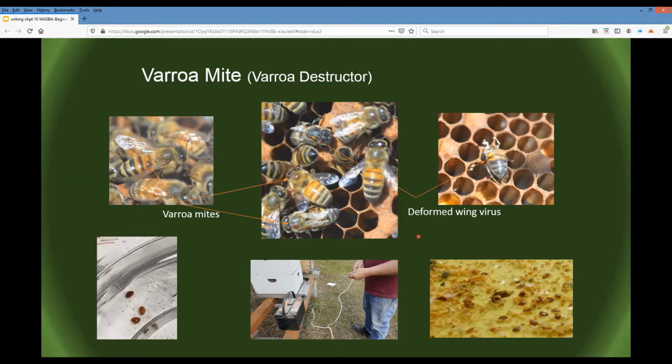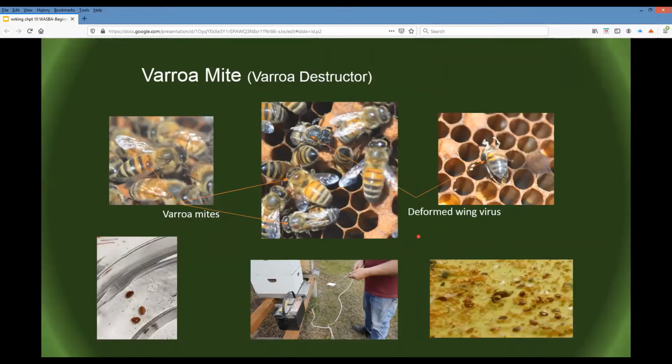As you can see, that oval shape, they're about the size and shape of a small sesame seed, and they feed on both adult bees and brood. And this mite reproduces inside of the sealed brood cells, and that's why it's kind of hard to get rid of, because once it gets itself in that sealed brood cell, that's why we have to treat a couple of times, a week apart, because you're trying to catch the life cycle of the bee and kill that mite.